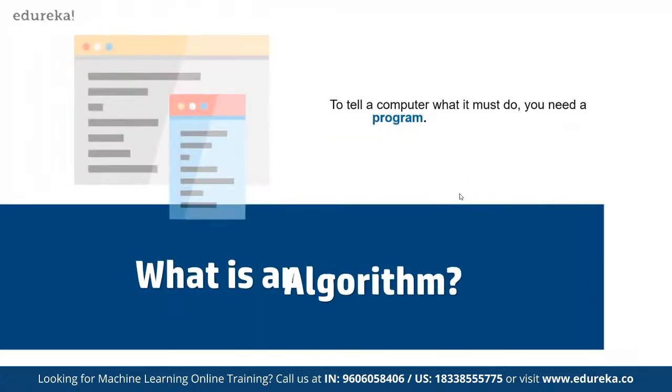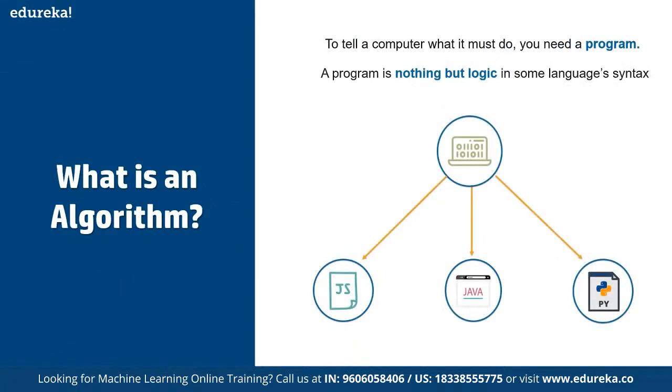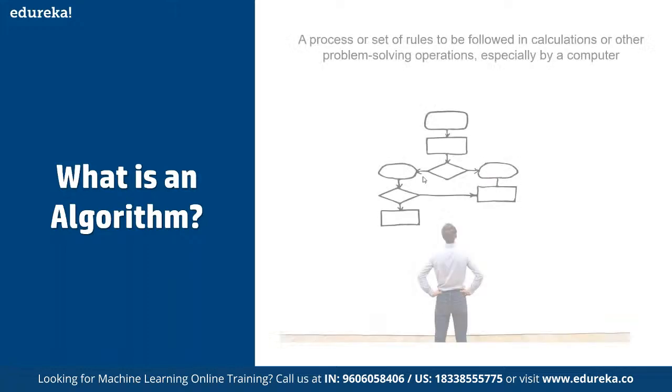So we define to the system how any particular task is going to be completed. And to tell a computer what it must do, we need a program, and a program is nothing but logical sequential steps defined in a given language. And we can use any language. For example, here we have logic. This logic is what an algorithm is, and we can use any language to create that particular logic.